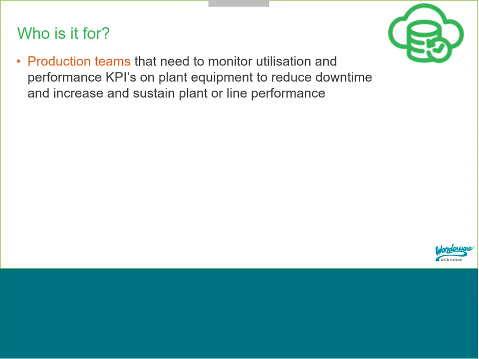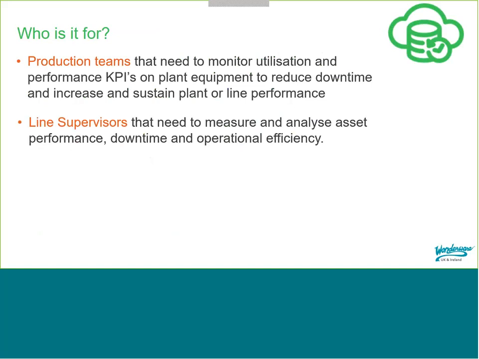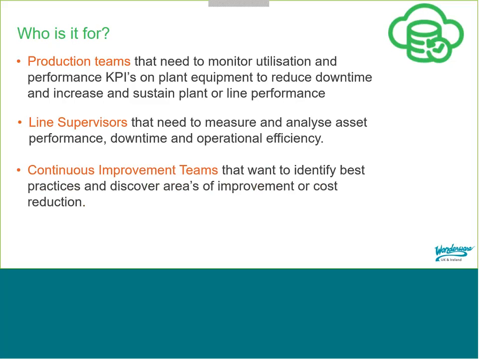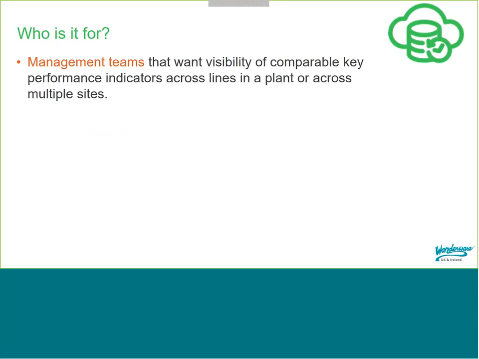So who's it for? Well, it's production teams that are looking to monitor utilization and performance KPIs. They're looking to reduce downtime and increase line performance, and critically, where they do increase line performance, sustain that improvement. Line supervisors are looking to measure and analyze asset performance, downtime, and operational efficiency. Continuous improvement teams are looking to discover the areas we should target for improvement or cost reduction, and also establish best operational practices based on those findings.